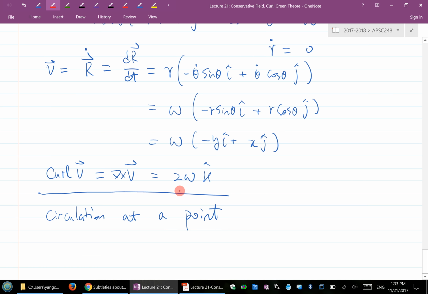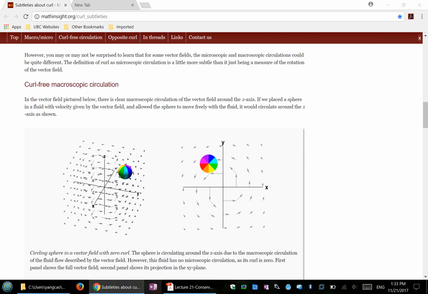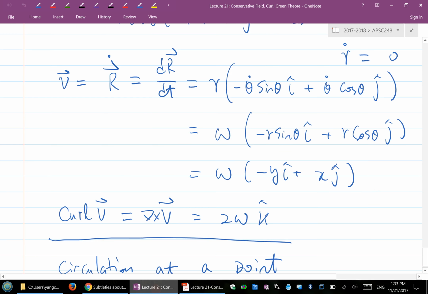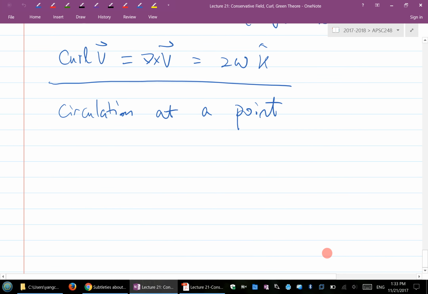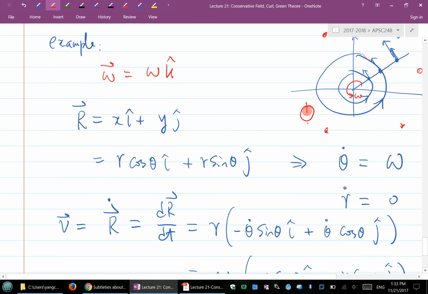So imagine what's going to happen now. If I place a ball somewhere here, what type of motion would you anticipate this ball to have? It'll go around the z-axis, right? With what speed? Omega. And at the same time, the ball will do what? Self-rotation, with what speed? 2 omega.